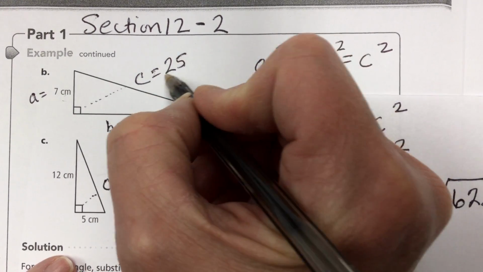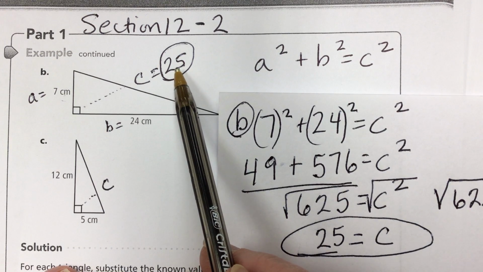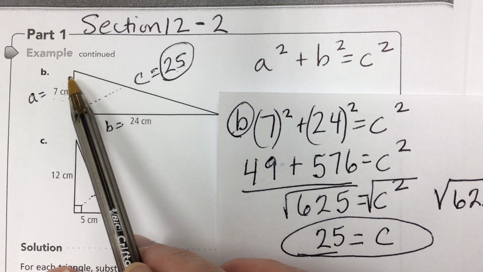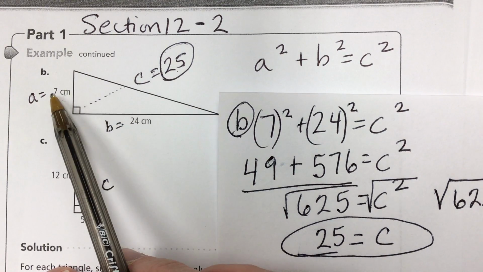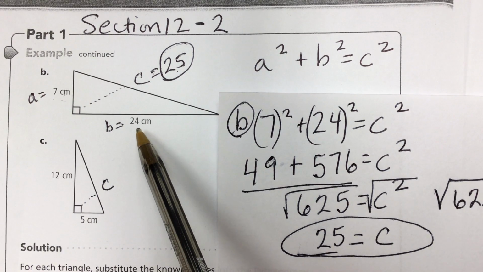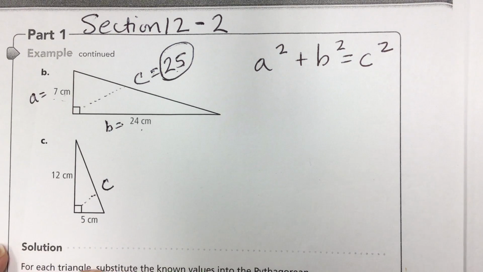You can always check your answer by making sure that the hypotenuse is the largest of the 3 sides of the triangle, and it is. 25 is larger than 7 or 24. Okay? Next, let's look at c.